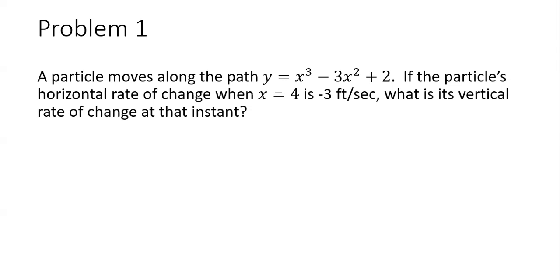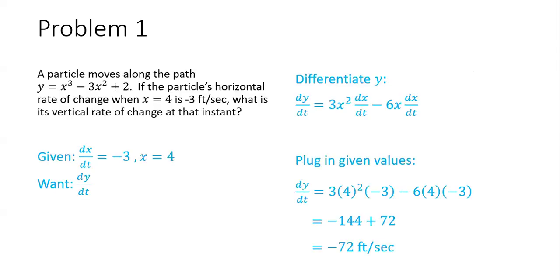This is how I always approach related rates. I start marking down in variables what I'm given and what I want to find. So, for example, they give that x is equal to 4, okay? And it says the particle's horizontal rate of change is minus 3 feet per second. Horizontal rate of change, that should be a derivative. So if x is horizontal, y is vertical. Horizontal rate of change is dx/dt. So dx/dt is negative 3.